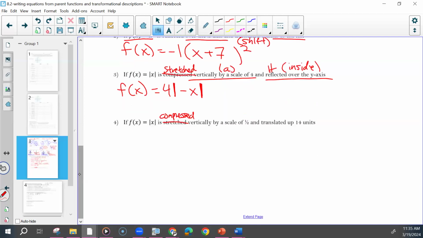Right. Number 4, if f of x equals absolute value of x is compressed vertically by a scale of 1/2 and translated up 14 units. So we know the first one is already vertical. Would translate it up 14 units be vertical or horizontal? Vertical. That's going to be your outside K. What do we think this would start to look like? The 1/2 is going to be your A.